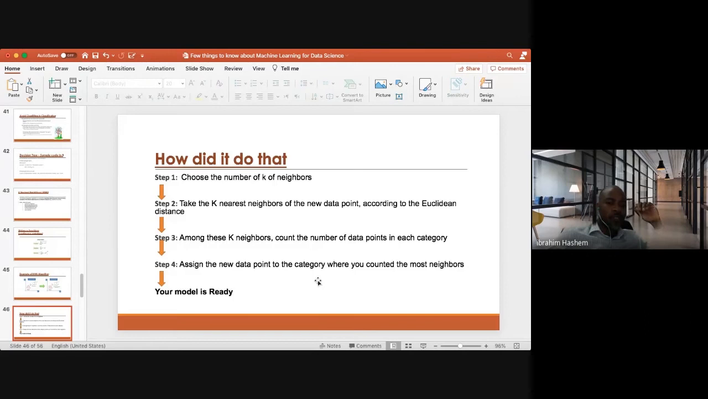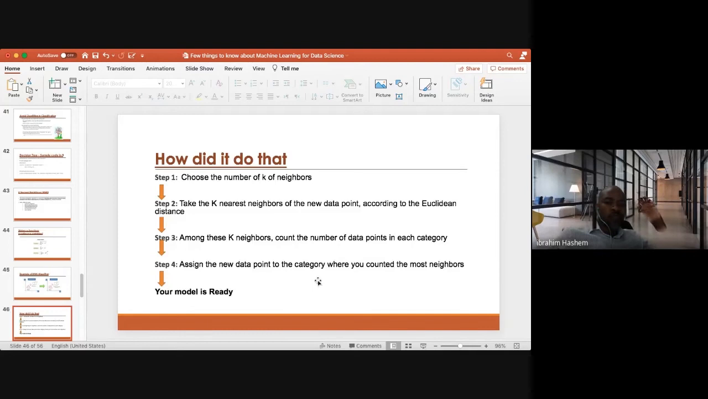And then among those k neighbors, we count the number of data points of each category. Let's say you have the green and you have the red. When we measure the data points, we find out that our data point is close to green because we have 3 from green and 2 from red. Then we can put that new data point with the green because there are 3 and here is 2. Let's say if the neighbor count is 5, 3 from green and 2 from red, then it will go with the green, because green outnumbers the red.